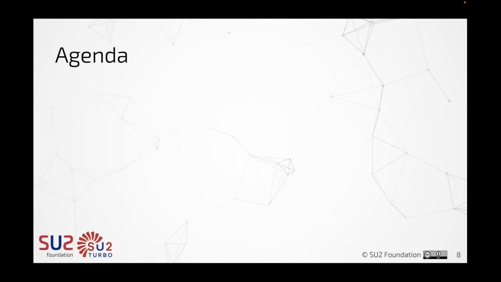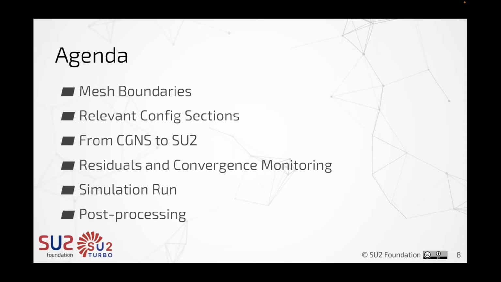So what's on the agenda? Well, a few things. We'll just say a couple of words about the mesh, just concerning the boundaries. Then we'll have a look at the relevant configuration file section, the one that we care about for our turbomachinery calculations. Then we'll see just very briefly how we can obtain an SU2 mesh, at least one of the ways. I think later on during the second part we'll see other ways.